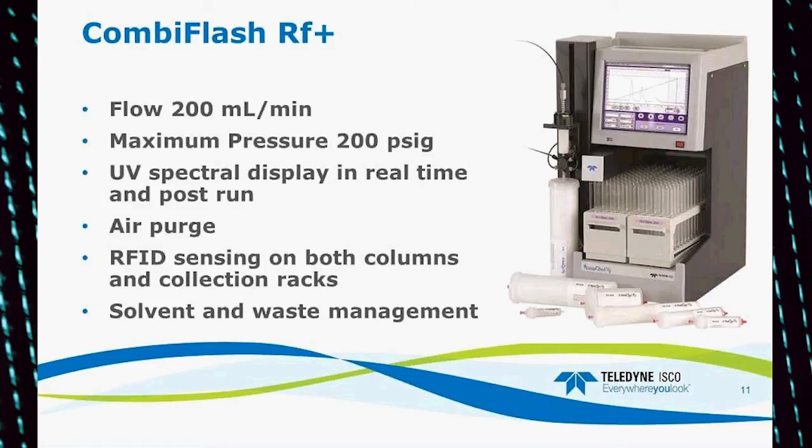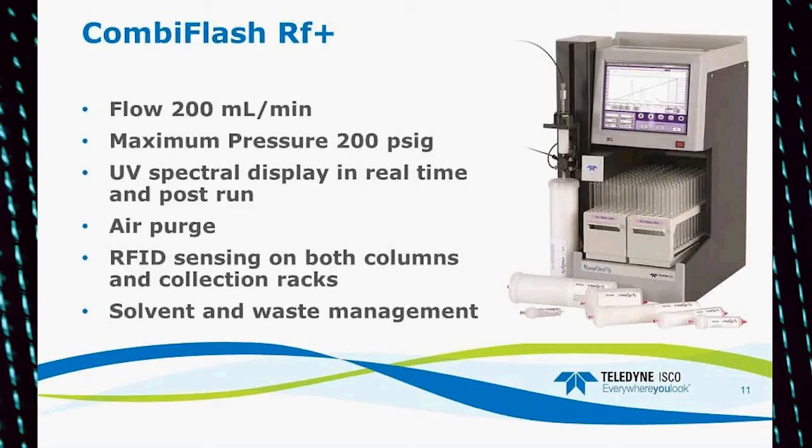The other component that makes up the PurIon system is our CombiFlash Rf+. This is a new product that's replacing the RF200, and it has the same flow and pressure capabilities of the RF200. It has air purge to purge the columns after the run to get rid of the residual liquid in the column before you dispose of it. Just like the RF200, it has RFID sensing on both columns and the collection racks. It has solvent and waste management so that you don't run out of solvent in the middle of a run unknowingly. It'll sense that the solvents are getting low and stop the purification process until you refill the bottles. If the waste container gets full, it'll stop the system until the waste container is empty.